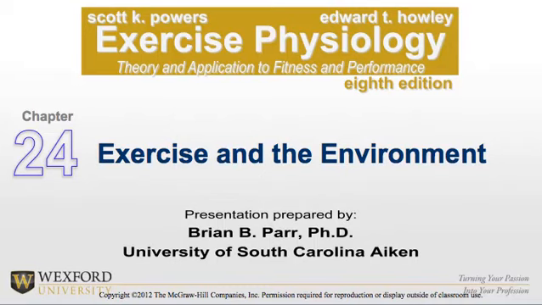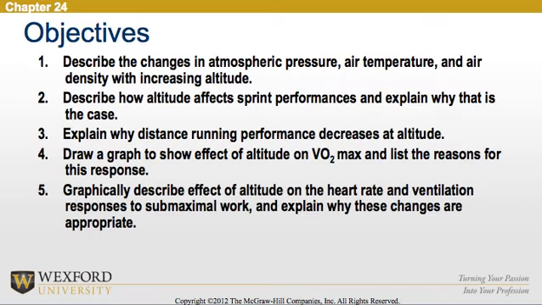Hey everyone, welcome to Advanced Exercise Physiology, Chapter 24, Exercise and the Environment. The objectives of this chapter are: 1. To describe the changes in atmospheric pressure, air temperature, and air density with increasing altitude. 2. To describe how altitude affects sprint performances and explain why that is the case.